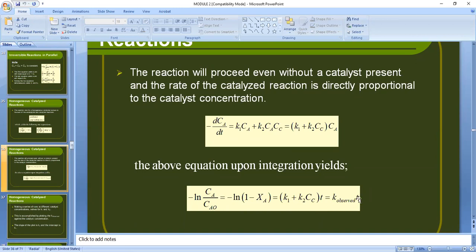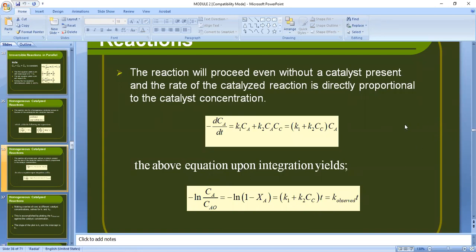We call this the observed rate constant. We call K sub 1 the rate constant of the uncatalyzed reaction. We call K sub 2 the rate constant of the catalyzed reaction. Okay, K sub 1 and K sub 2. The way you process the dCA over CA in here is the same as with first order reactions. So the left side here is comparable to that of the first order reaction. So we only have this right side as the thing that makes it different from a first order reaction.